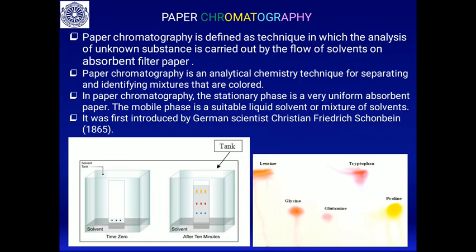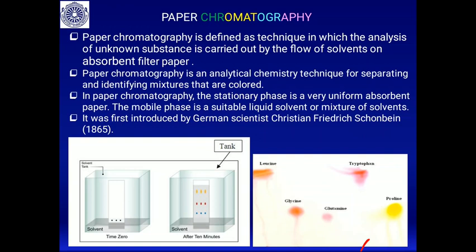Coming to paper chromatography: paper chromatography is defined as a technique in which the analysis of an unknown substance is carried out by the flow of solvents on an absorbent filter paper. You will find this is typically what you use in a chemistry lab or biology lab, that is Whatman filter paper number 1.